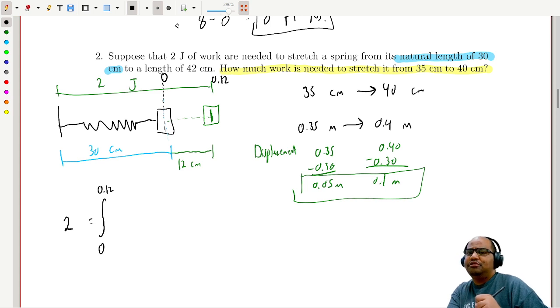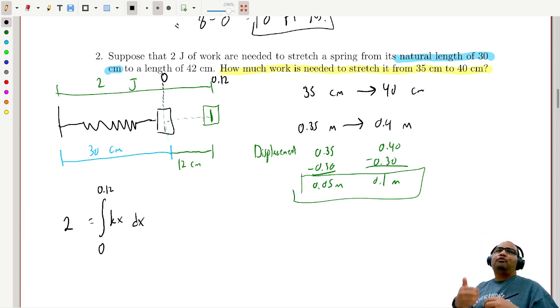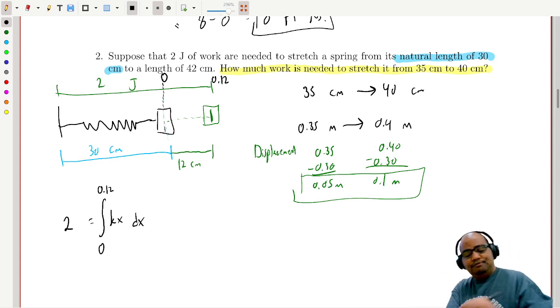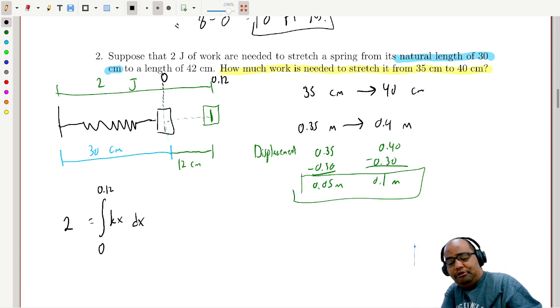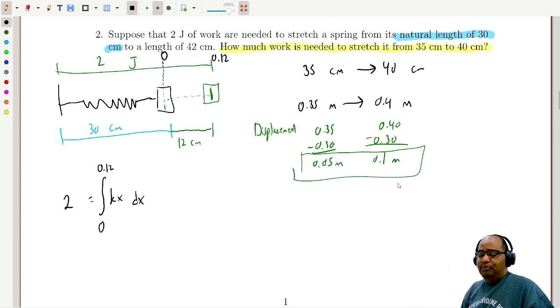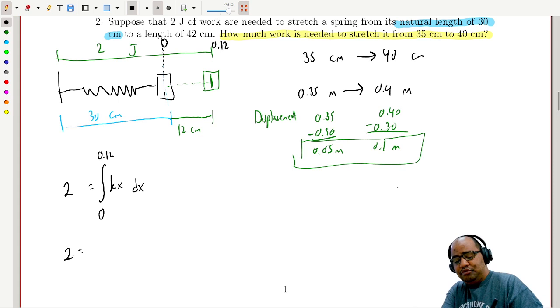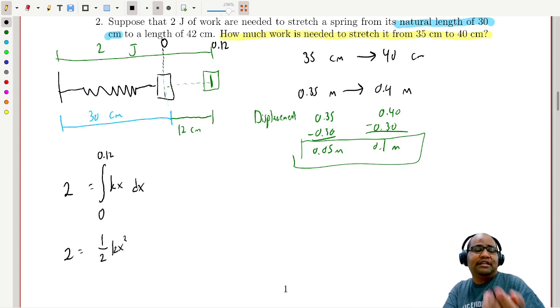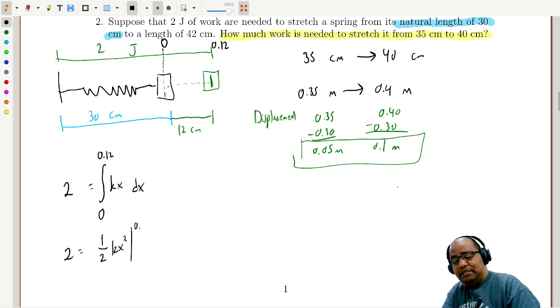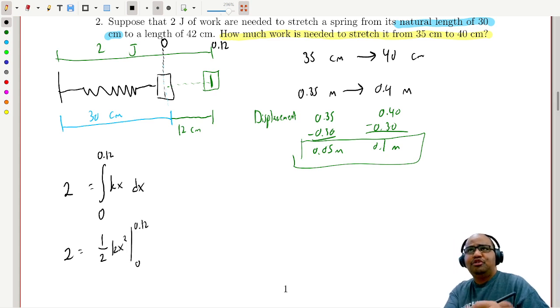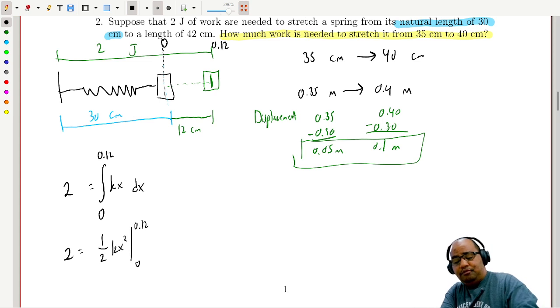And I'm integrating a force function. Well, I don't know the force function just yet, so I'm just going to go ahead and write down a generic form of it. K times x dx, okay? That's just Hooke's law, that the force required to stretch or compress a spring is proportional to its displacement. Well, this is just power rule here, so let's go ahead and write down what we would get. So I have 2 equals, applying the power rule here, 1/2 kx squared, looks like kinetic energy, right? Evaluate this on the boundary, and of course, noting that if I plug in 0, I'll get a 0.